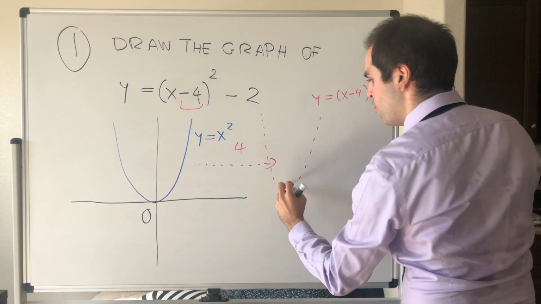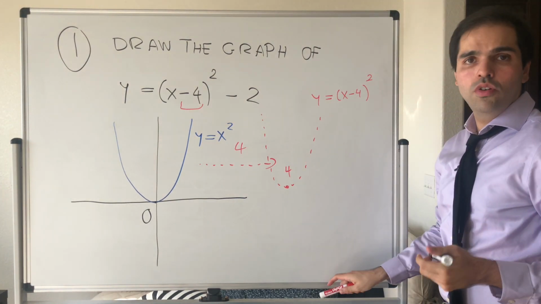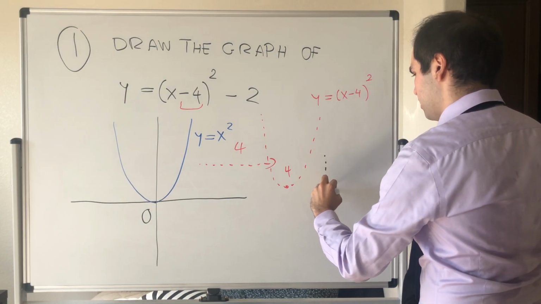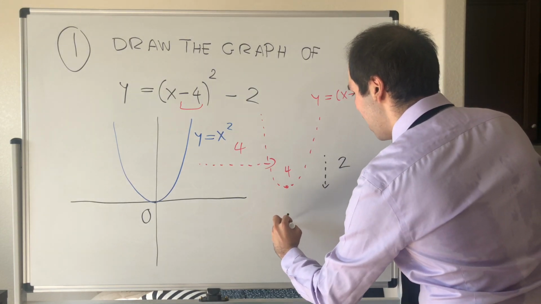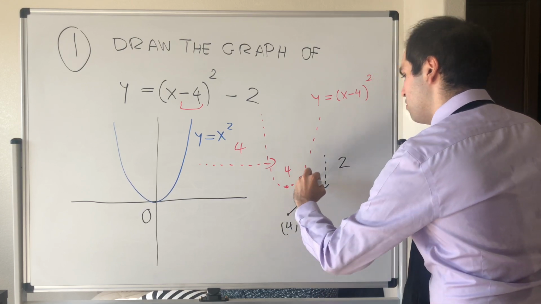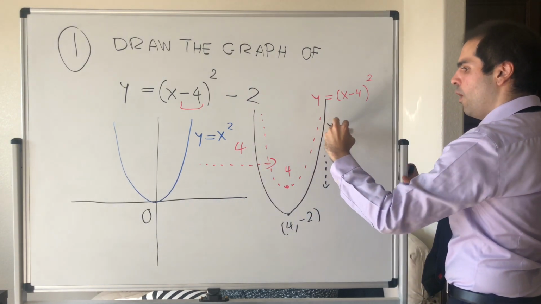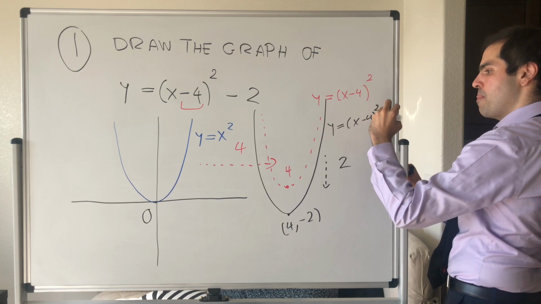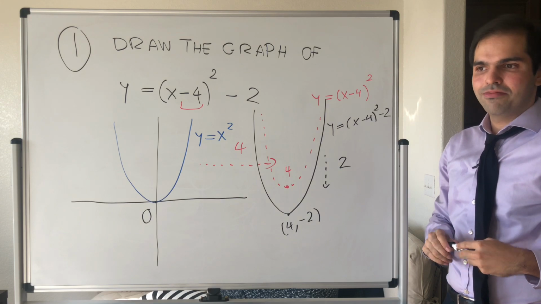So here, if you want, the vertex would be at 4. And if you do minus 2, it just means you shift the graph down by 2 units. So really the answer here is this parabola with vertex (4, minus 2). And that's what your answer is. So that is y equals (x minus 4) squared minus 2. So again, you shift it right and then you shift it down.